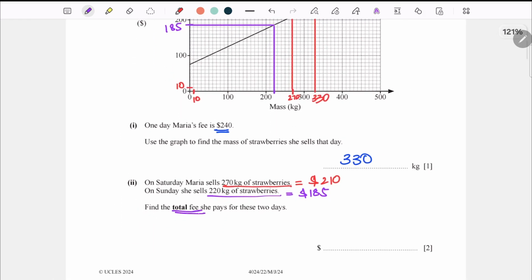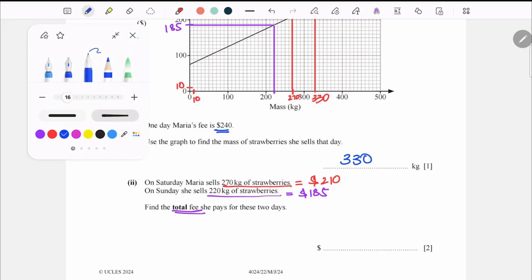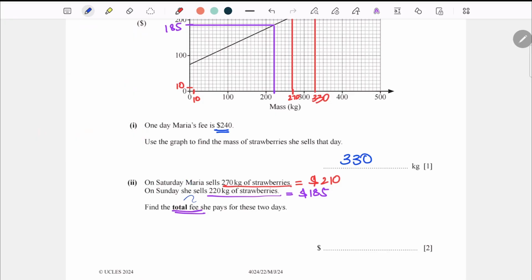Find the total fee she pays. So the total fee on Saturday and Sunday combined will be 210 plus 185, and this is equal to $395. On Saturday she's paying 210, and on Sunday she's paying 185. So the total fee that she pays for both would be adding them both, and that is $395.